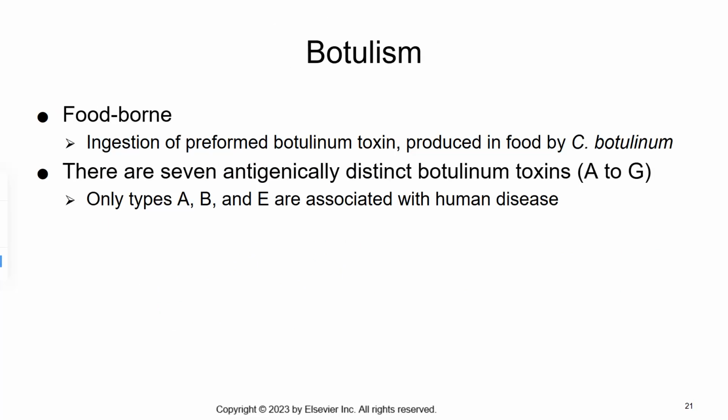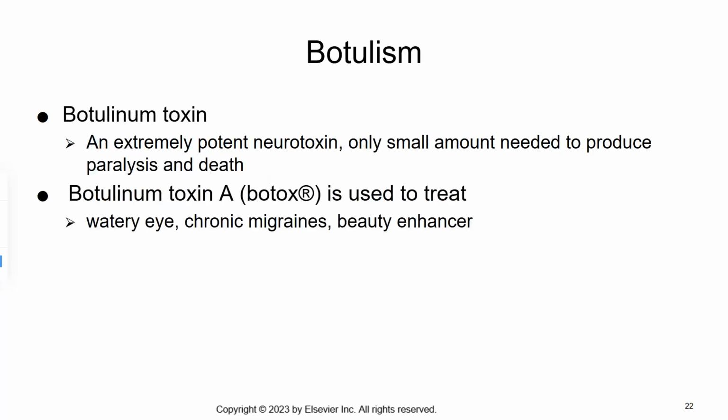Botulism. There's foodborne, where you have ingestion of preformed botulinum toxin produced in the food by C. botulinum. There are 7 antigenically distinct botulinum toxins, A to G. Only types A, B, and E are associated with human disease. The botulinum toxin is an extremely potent neurotoxin. Only a small amount is needed to produce paralysis and death. But it's also used as a drug to treat watery eye and chronic migraines, and it's a beauty enhancer. Botulism toxin is the Botox injections.